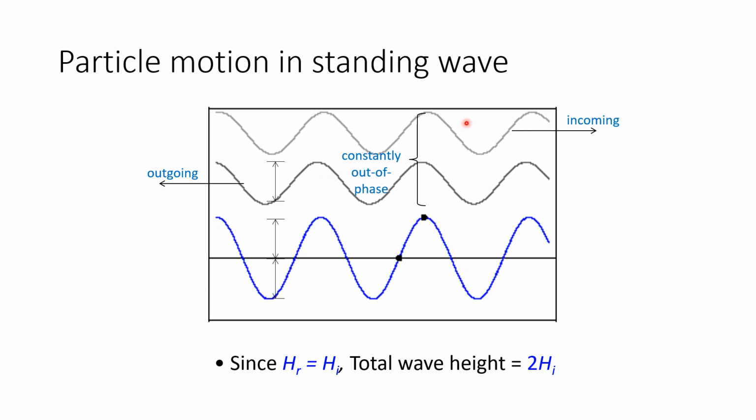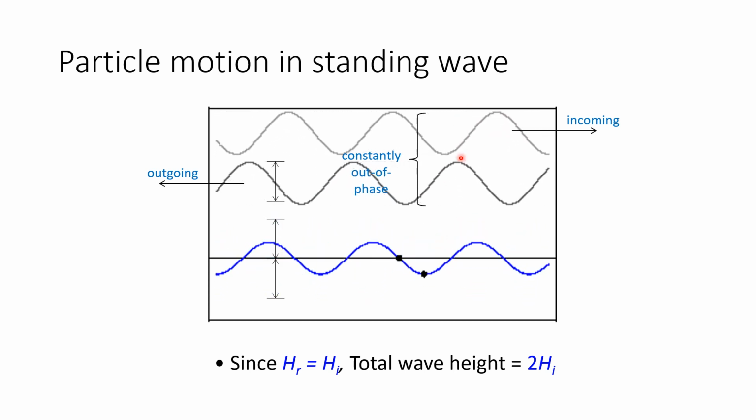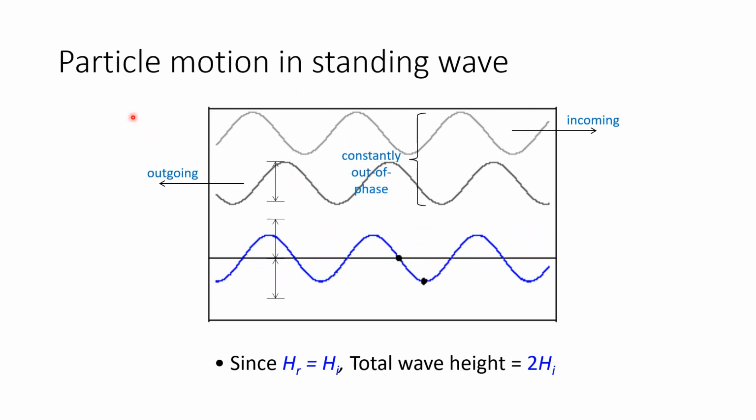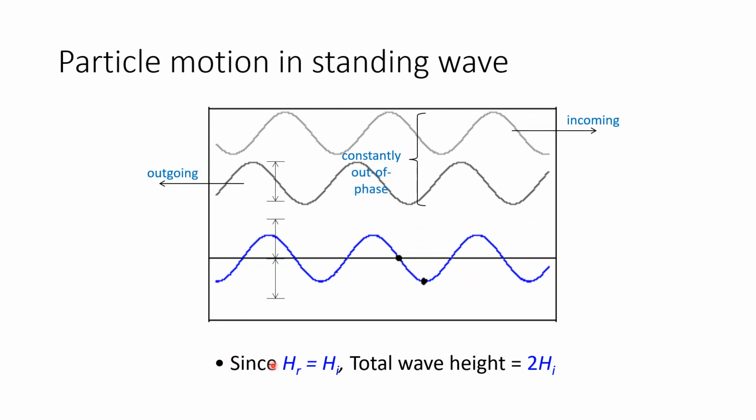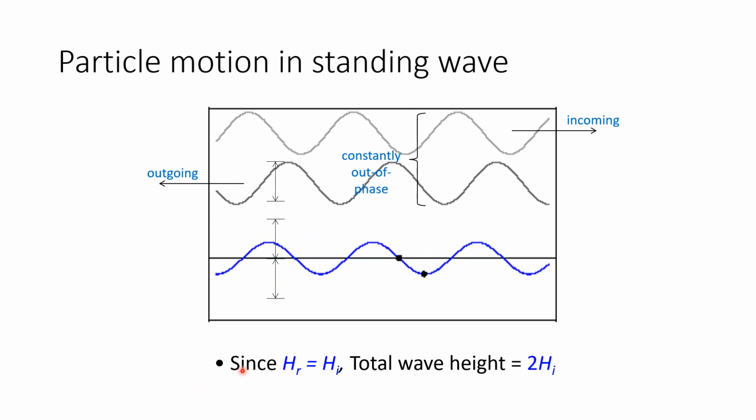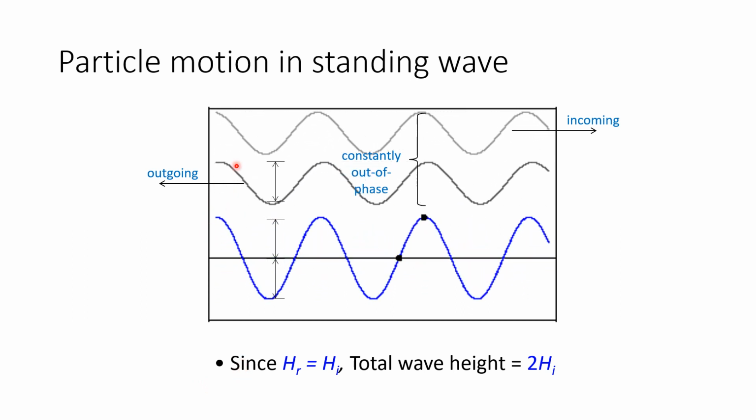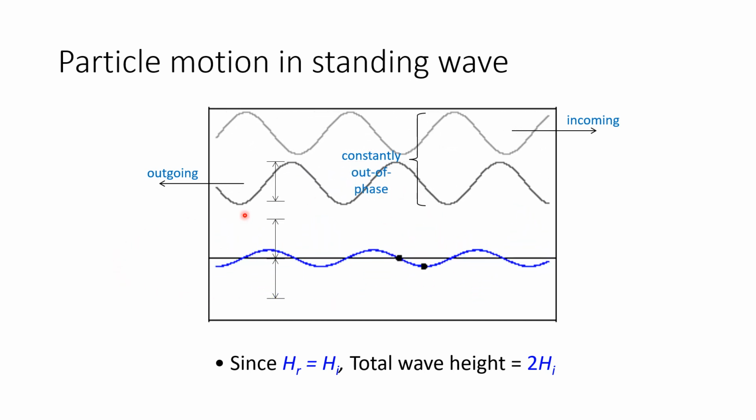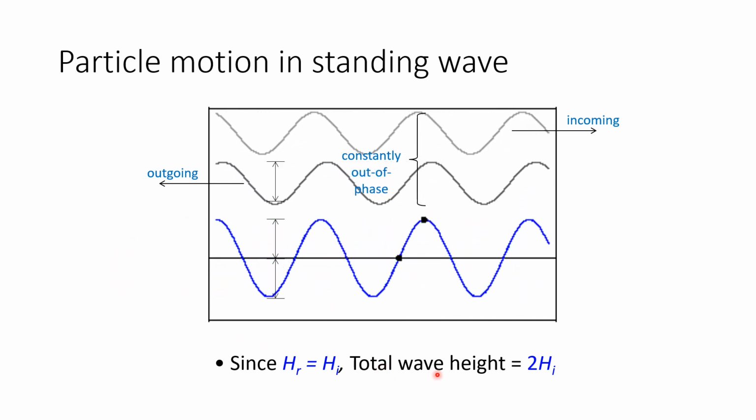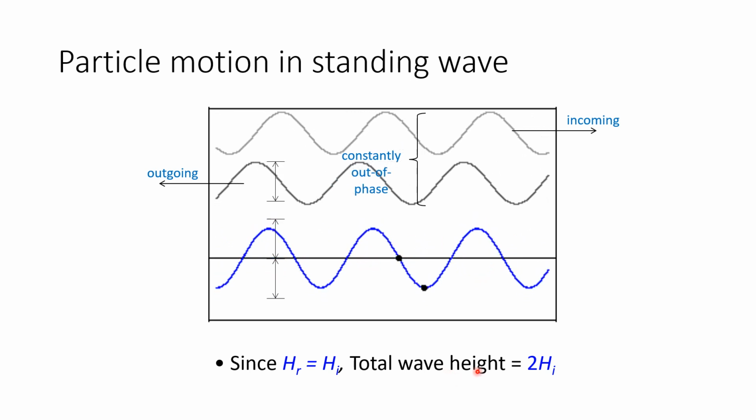Now, assuming that there is no energy loss at this barrier, the incoming wave height and outgoing wave height are essentially the same, HR equals HI. Due to the superposition of the two waves, the standing wave here will now have a total wave height of 2HI.